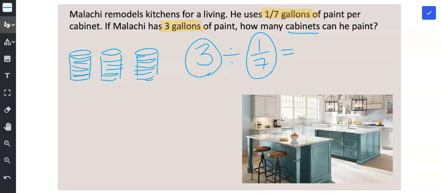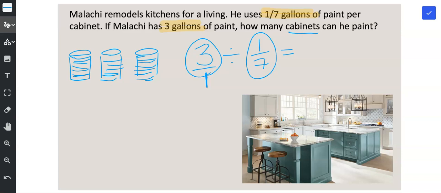to figure out how many cabinets Malachi can paint. All right, when we're dividing fractions, the first thing you need to do is make sure that both of these are fractions. Well, 3 is not written as a fraction. To change 3, which is a whole number, to a fraction, just put it over 1. So you can change any whole number to a fraction by placing it over 1.